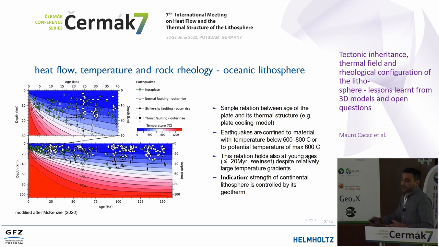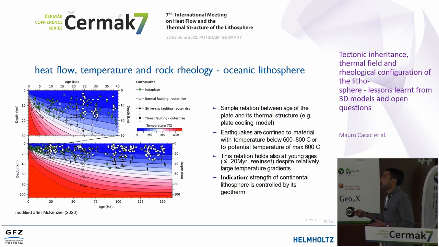And of course you start simple, with oceanic lithosphere, where we know there's a fairly constrained correlation between the age and the mechanical thickness of the lithosphere. We know that the thermal thickness goes with the square root of age. That's what is plotted here. And when you cross-plot seismicity on top of that, what you would see is that all the earthquakes seem to be confined to specific temperature isotherms.